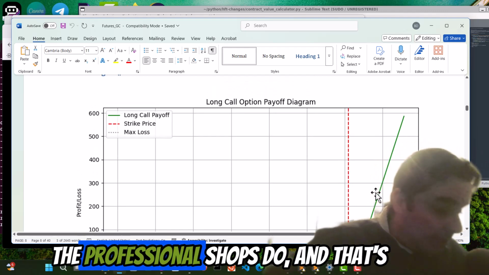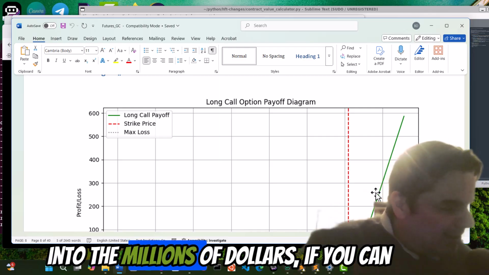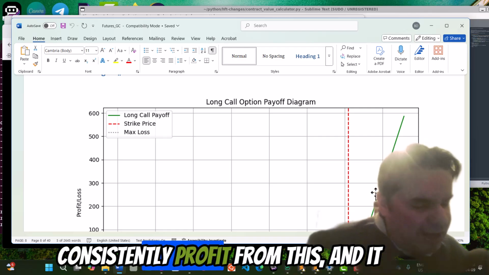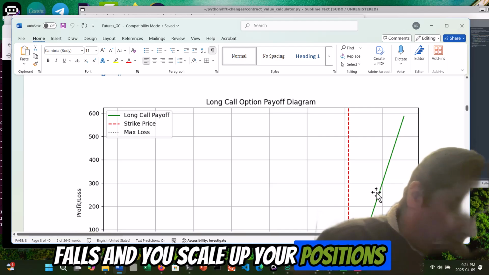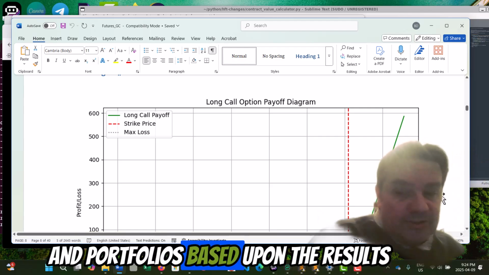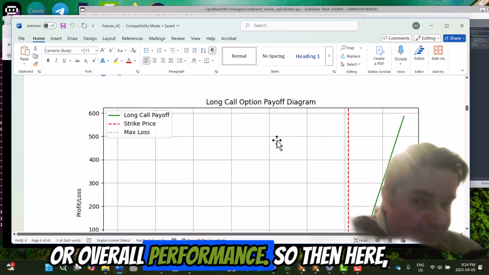This is what the professional shops do. And that's why they pay the kind of money they do, into the millions of dollars, if you can consistently profit from this and make calls and you scale up your positions and portfolios based upon the results of your trading and your overall performance.